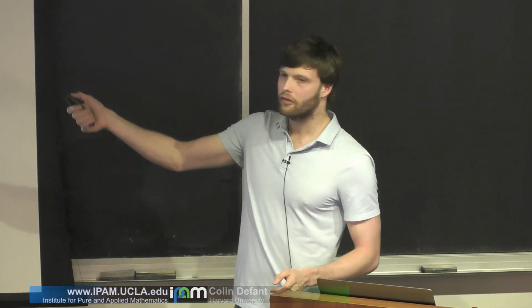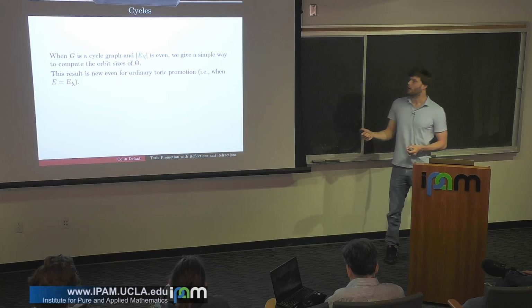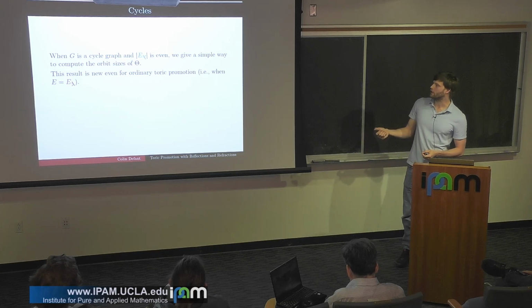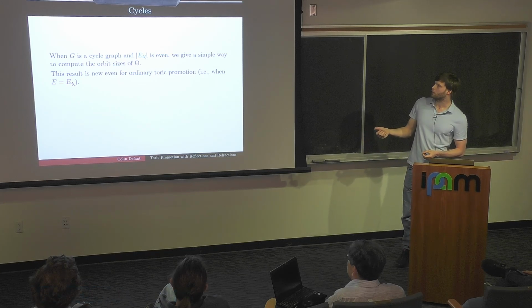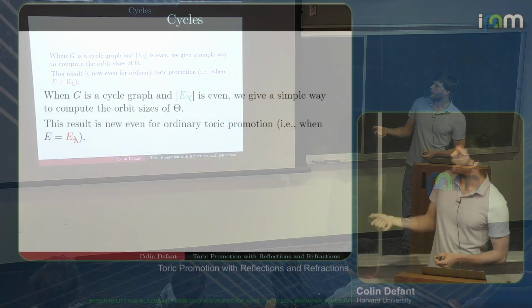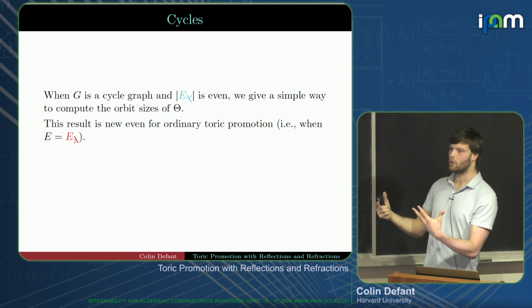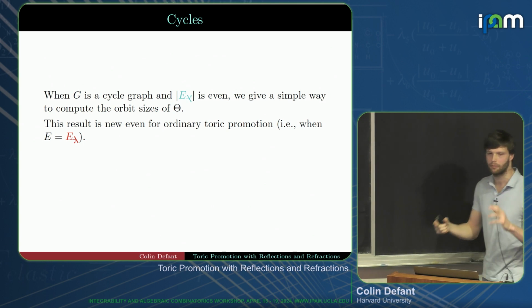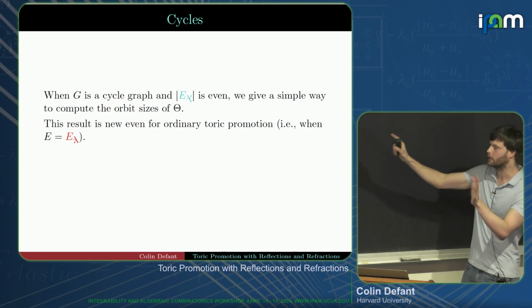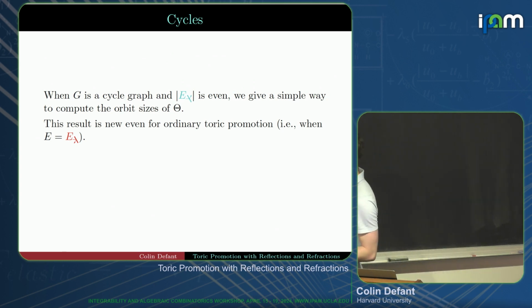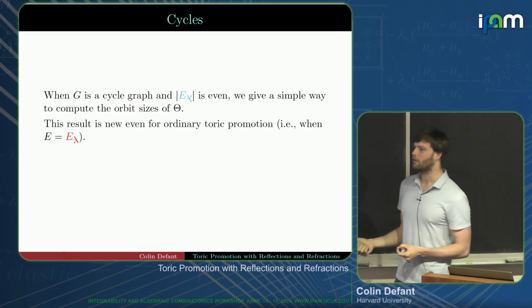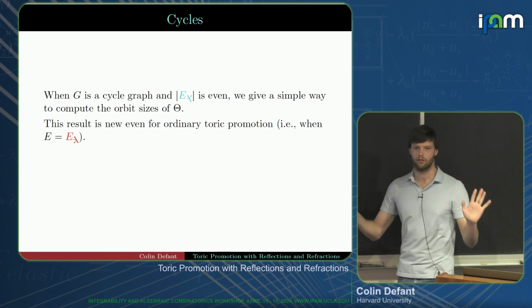Okay, the other case that we handle is cycle graphs. Here we assume that there are an even number of refraction edges. And in this case, we give a simple way of computing the sizes of the orbits of theta. It's not terribly complicated, but it's a little bit too much for what I want to explain here. So I'm just going to say there is a way of doing this. There are a couple nice cases. One is when there are no refractions at all.